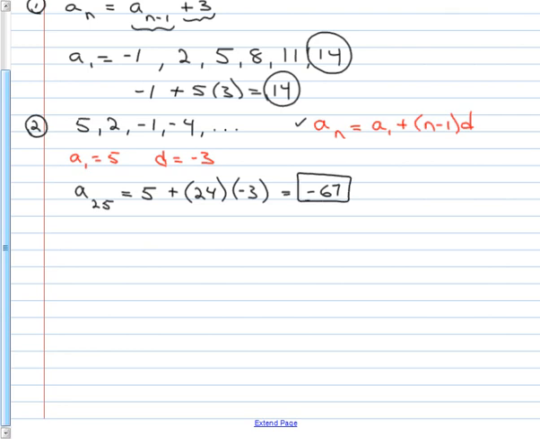So there's kind of our first formula, I guess, to memorize, is the sum of an arithmetic series.